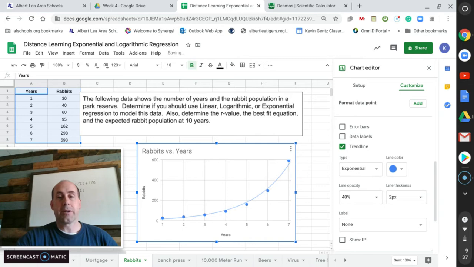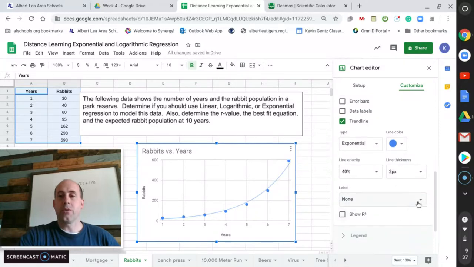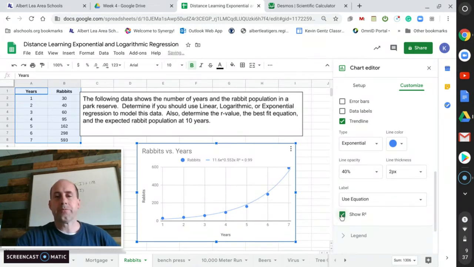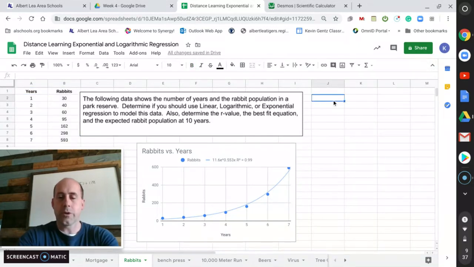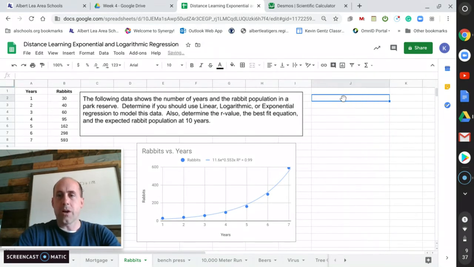And it looks like the exponential equation fits really, really well. There's a few things we can do with that. Number one, you want to add a label. So it says use equation, and then also show your R squared value. Look at our R value, it's 0.99. I'm going to close that off and put my work up here. So is it linear, logarithmic, or exponential? It is exponential.